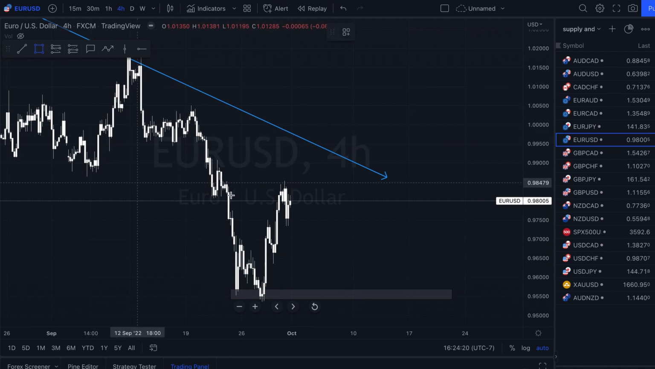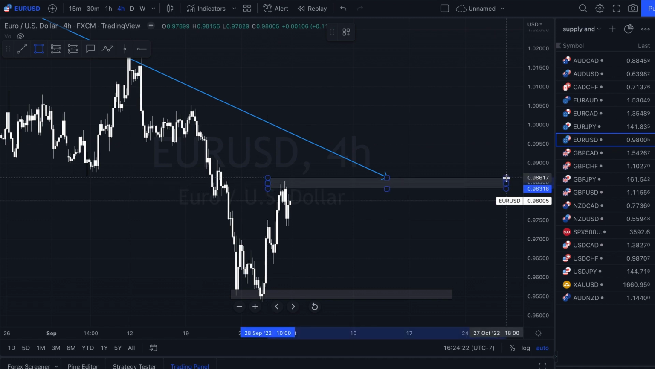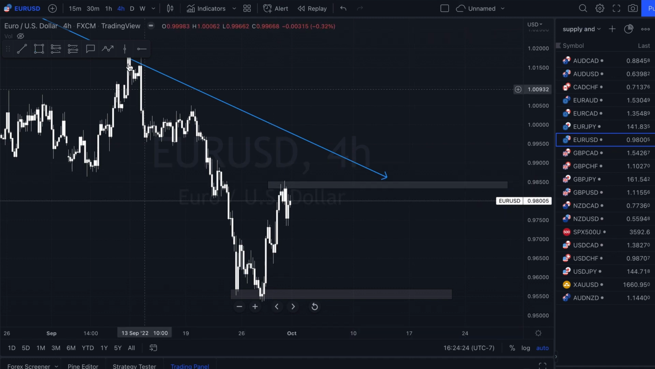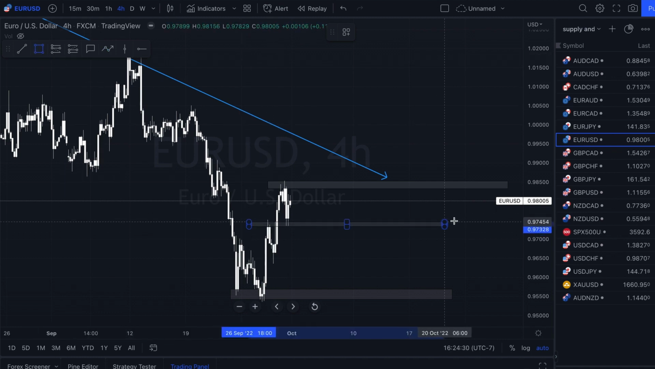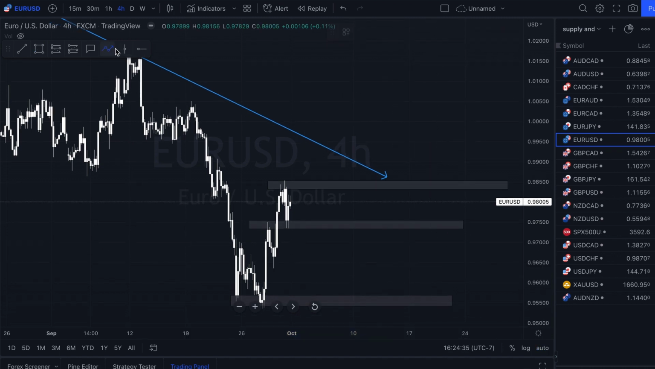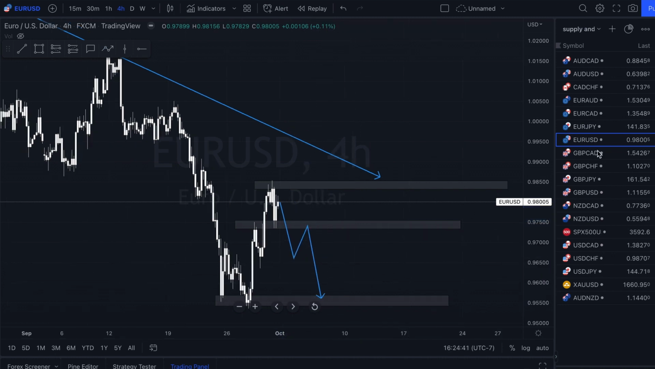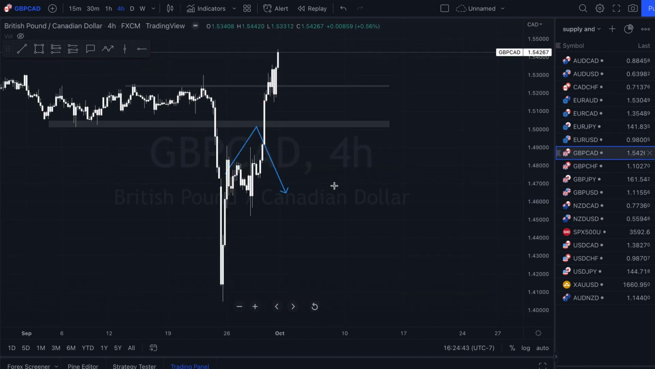Now, the next recent one is right here. Kind of close to it, no big deal, right? So this is what we're looking for. We can draw this one too. You know what? Let's draw it. We'll draw this one too. Kind of close. I don't like to see this, but I'll play it. So this is still going down. I'll wait for this break, this retest, and then a sell, because obviously Euro is going down. And that's it. GBP CAD.